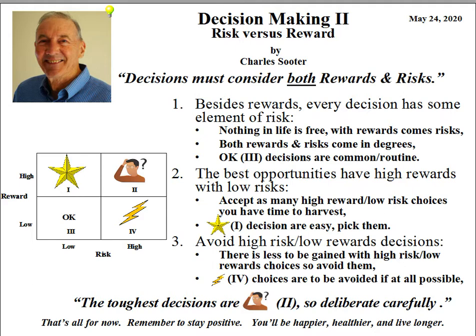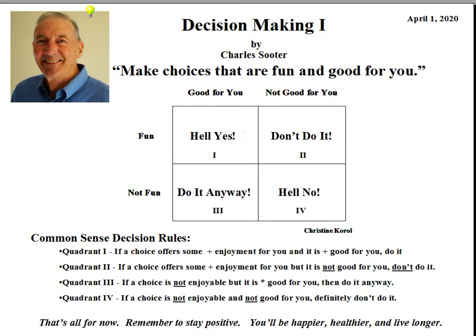Previously I did decision making 1, where I'll show you the briefing chart, where I had created a matrix. The matrix had 2 dimensions, making choices between something that was fun and not fun, something that was good for you, not good for you. And I deliberately pointed out that the box you want to be in, the quadrant, is number 1 here, where the choice is both fun and good for you. Definitely accept those types of choices.